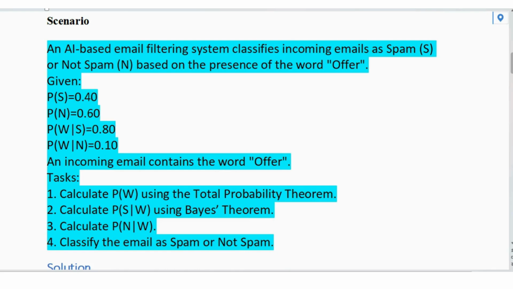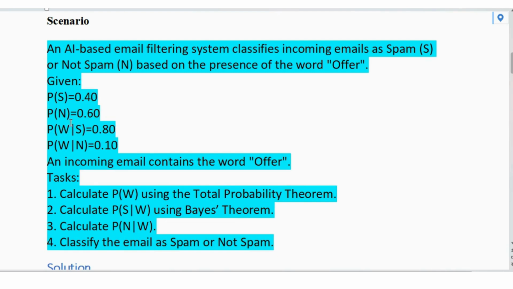An AI-based email filtering system classifies incoming emails as spam or not spam based on the presence of the word offer. Given: the probability of a spam mail is 0.4, and the probability of a non-spam mail is 0.6.